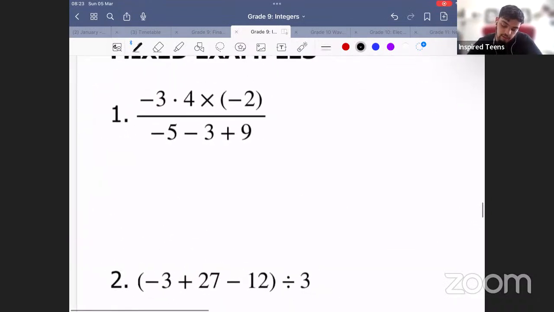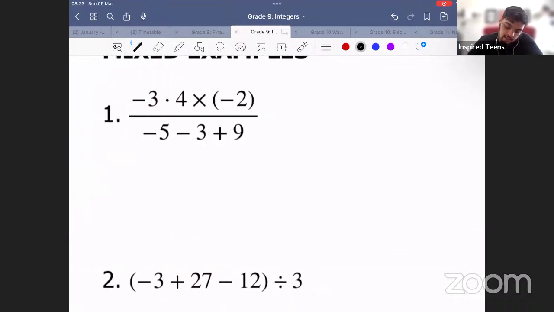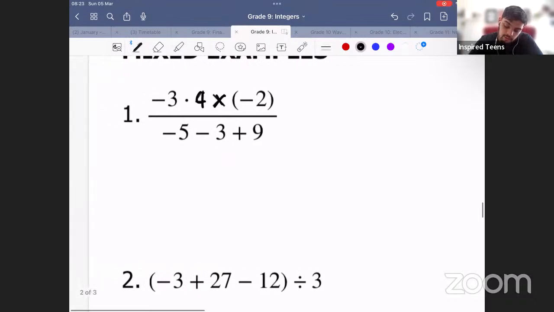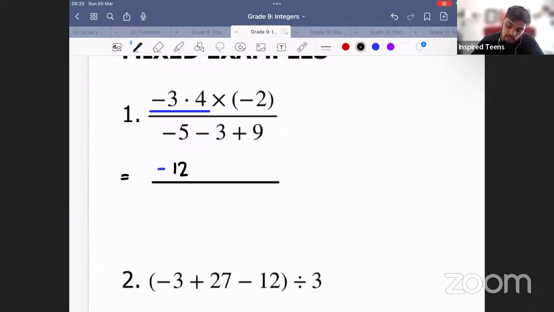So let's have a look at it. I have negative 3 times 4 times negative 2. So only multiplication on top. So let's address it, right? It's multiplication, so we can just do it in the order that it comes in. So I'm going to say negative 3 times 4. Negative times a positive is a negative. Okay, 3 times 4 is 12. And I still have to multiply that by negative 2.